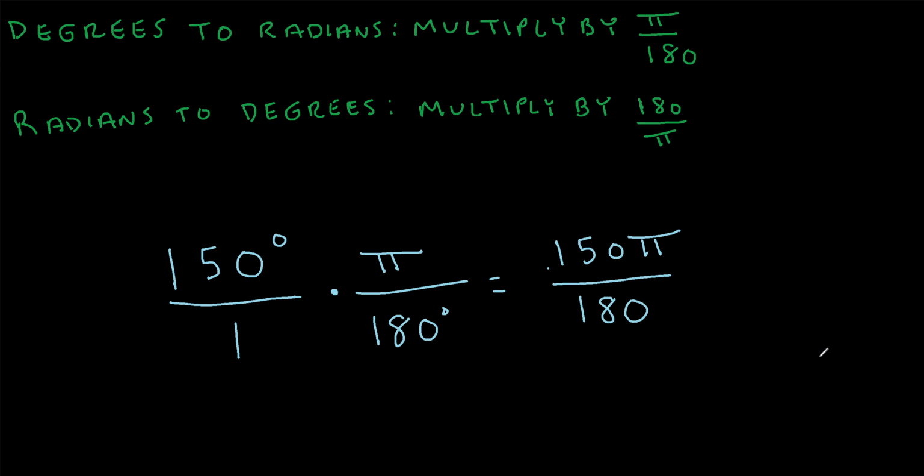We just have to reduce if we can. So it turns out that we can divide 150 and 180, both of those by 30. So 150 divided by 30 is 5. So we'll get 5 pi in the numerator. 180 divided by 30. How many 30s go into 180? That would be 6. So our final answer is 5 pi over 6. This is what 150 degrees is in terms of radians.